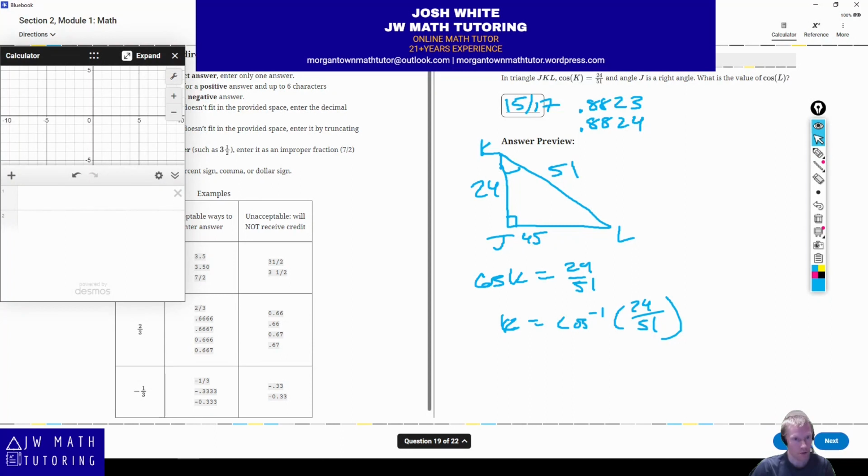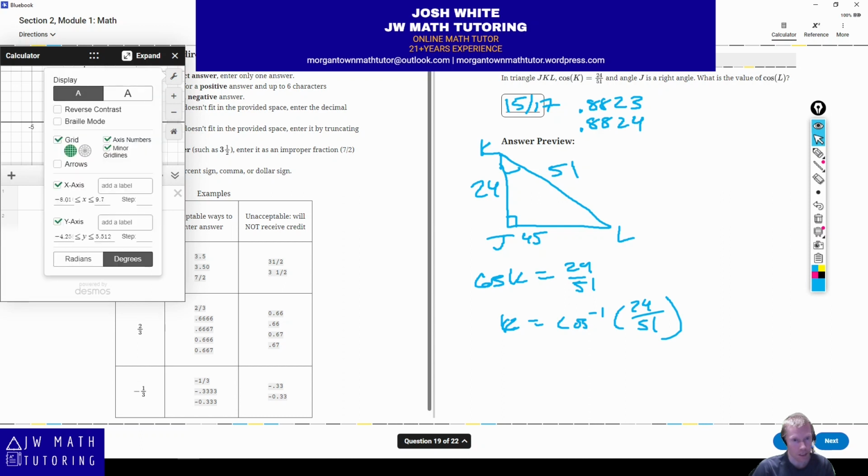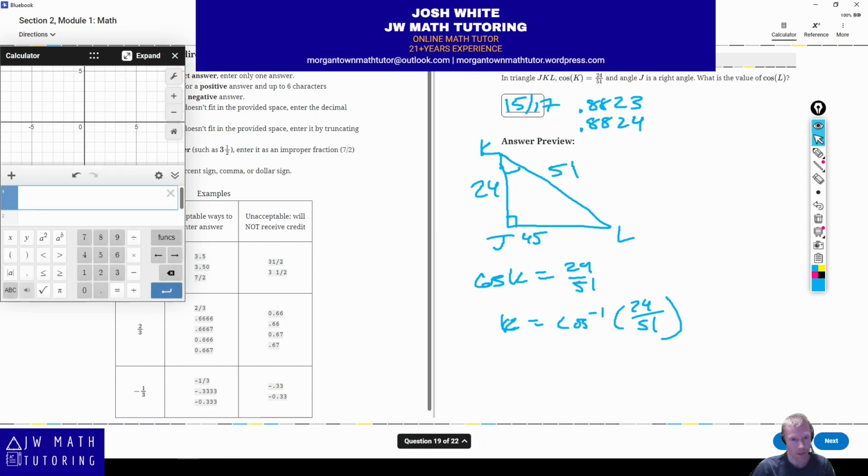now we can just go into the calculator and calculate this. One thing to be aware of is that the default for this on-screen calculator is radians. So you need to go up into the settings, the little wrench icon, and make sure you change it to degrees. Okay, so make sure you click onto degrees before we input this. So now we go to functions, inverse cosine 24 divided by 51. Okay, and we get 61.927. So that means K is equal to 61.927.